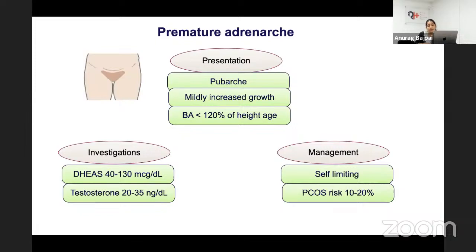But the girls with SGA and those who have precocious adrenarche could be the forerunner for the development of PCOS, fatty liver, type 2 diabetes, etc. The exaggerated adrenarche is the pathological form, and we have to very carefully evaluate these cases.